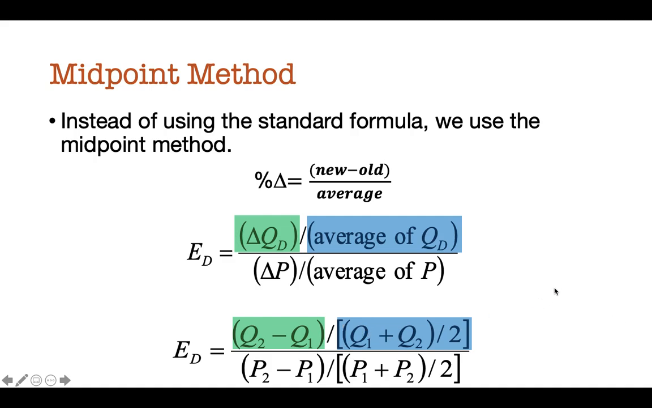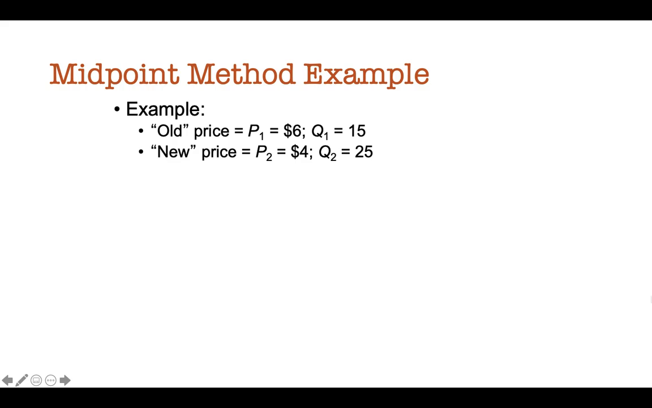Then we'll do the same for price. We'll take our change in price, take the newer price, P2, subtract out the original price, P1, and divide by the average. Add those prices together and divide by 2. And then we'll get percentage change in price. Once we get the top part and the bottom part, then we can go through and divide and get our final answer for elasticity of demand. So let's do an example.